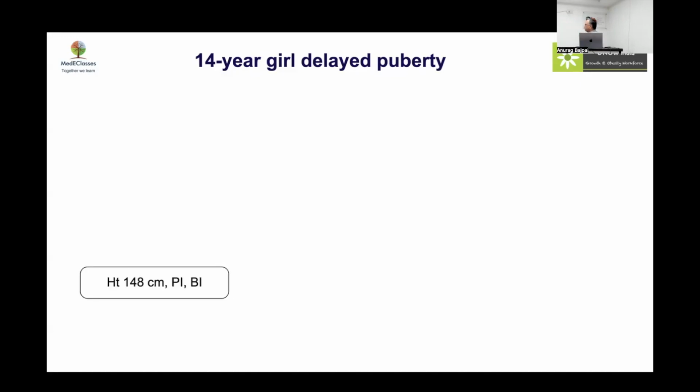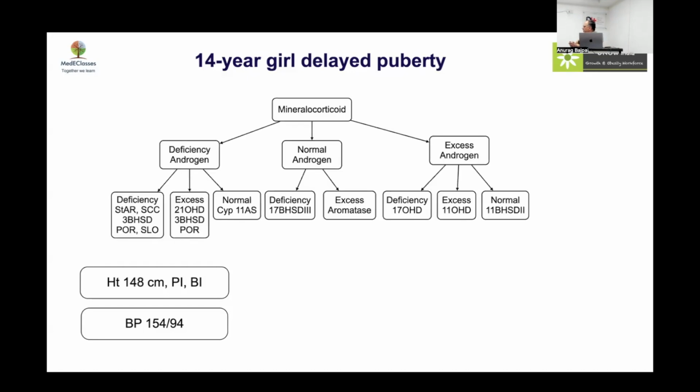Okay. So we'll move to the next case, Dr. Sandeep. A 14-year-old girl with delayed puberty. She is short for the family. She has got no breast development, no pubic hair development. Blood pressure is high. So what are you thinking of? So what is happening to her? Yes, the mineralocorticoid levels are high.